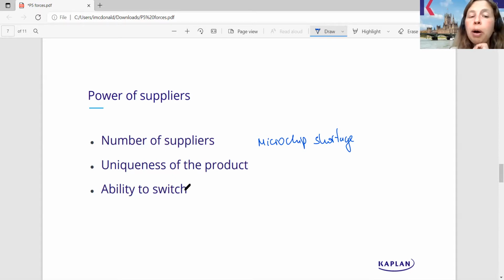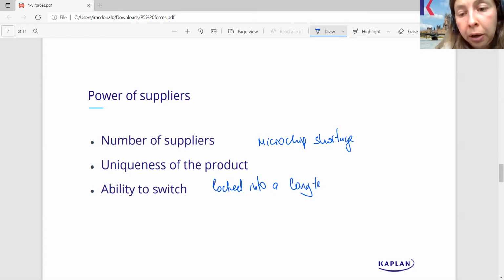We also need to think about our ability to switch suppliers. If we are locked into a long-term contract with a supplier, that means without significant penalties, we will not be able to move to a better deal, even if the better deal is out there. So that will give power to the suppliers to stop us from shopping around.